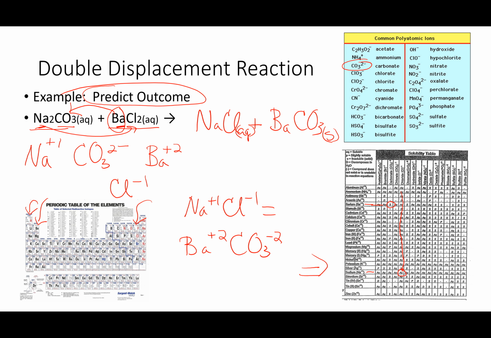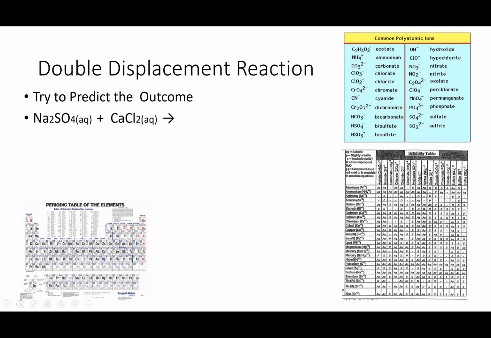That is my double displacement reaction. Do you feel like a fancy chemist? Well, that's pretty high level chemistry there. I'm pretty impressed you can do that. Here's what I'd like to have you do. Hit pause, give this one a try, and we're going to go through it together.